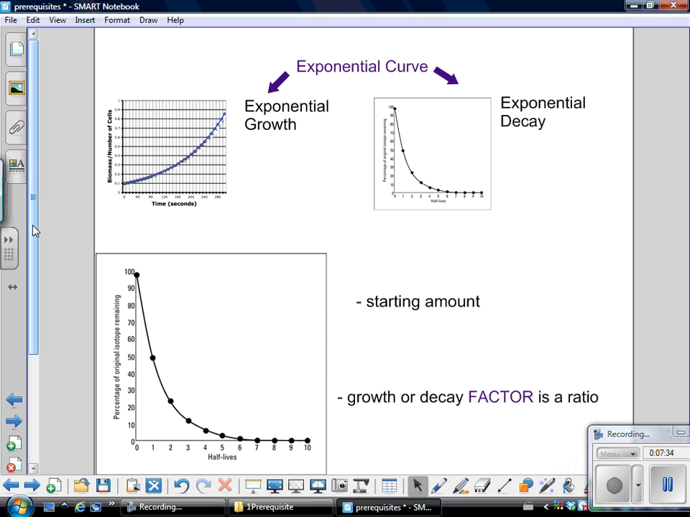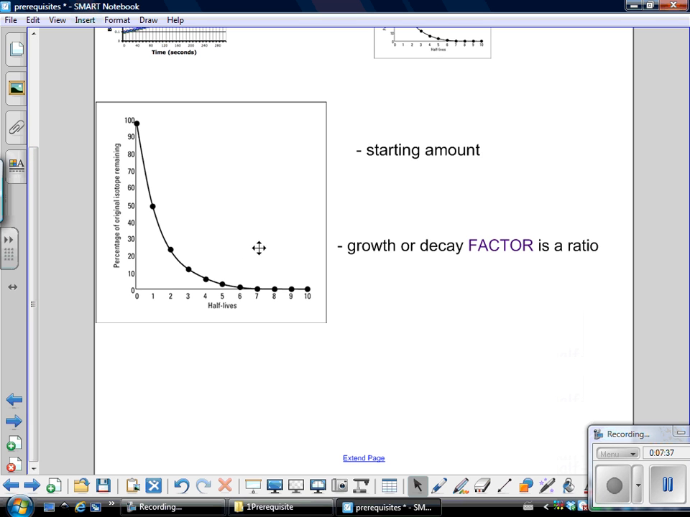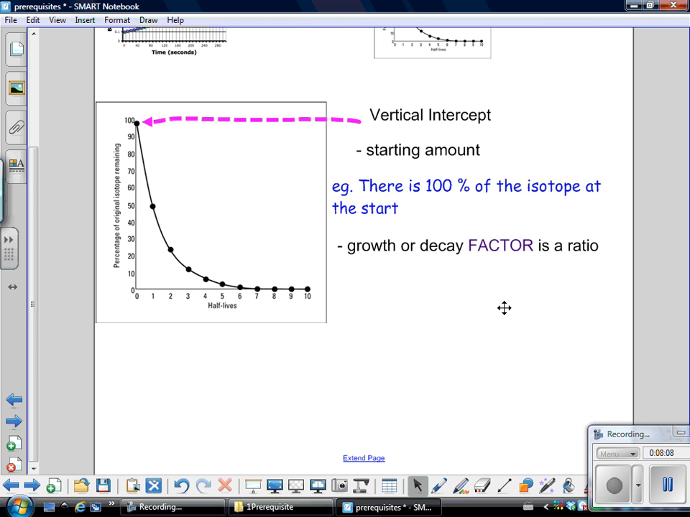First of all, when we're looking at these, and I've blown the decay one up, I'm interested in the starting amount. Now the starting amount is related to the vertical intercept, and that happens in this case because it's decay at the top. Okay, so I'm interested in that because that tells me the starting amount of the item. If I look at this example and read it, this is percentage of original isotope remaining. So I'm at 100%. So that's what it means. There is 100% of the isotope at the start.